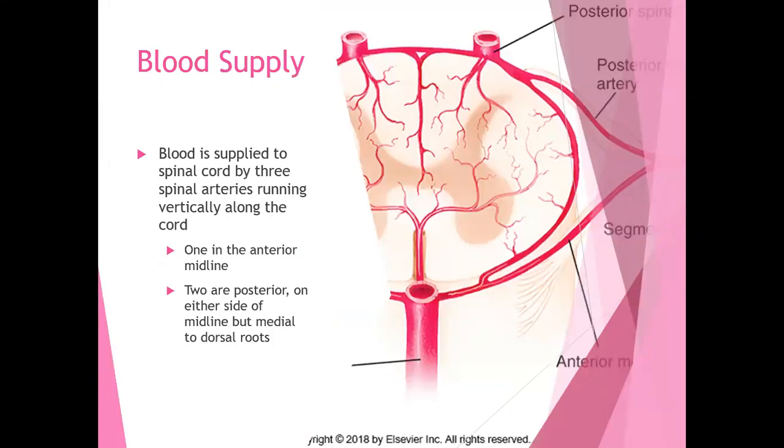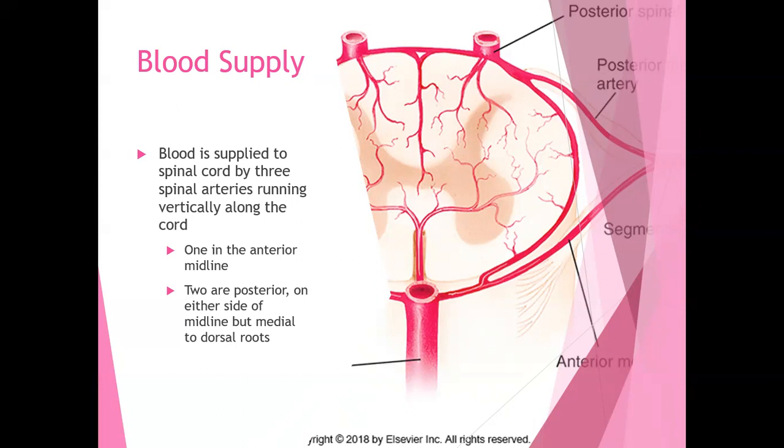Okay, the blood supply of the spinal cord, just like every single other part of the body, you need blood supply. And so the blood supply of the spinal cord is supplied by 3 spinal arteries that run vertically along the cord. One is in the anterior midline, 2 are posterior on either side of the midline, but medial to the dorsal roots. The anterior spinal artery supplies the anterior 2/3 of the cord, and the posterior spinal arteries supply the posterior third of the cord. So, as you can imagine, the anterior spinal artery is supplying more than each one of the posteriors.